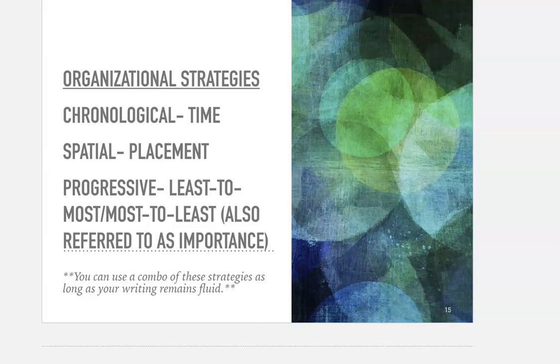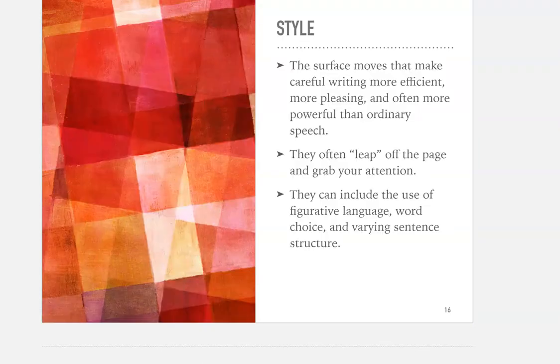And then there's progressive, which is least to most important, most to least importance. This is also referred to as importance organization. And you can use a combination of these things. You're not roped into just one or two of these.